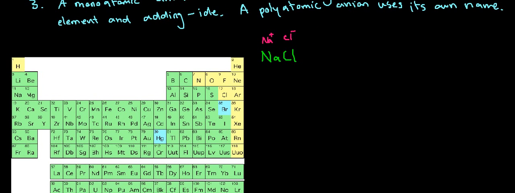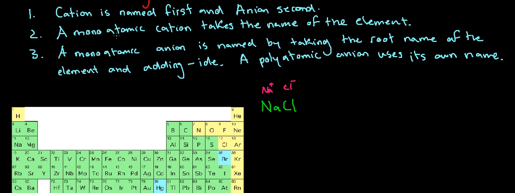Sodium here is the cation, and it's going to take the name of the element, which is sodium. The anion here is chlorine. Chlorine takes the root name of the element and adds -ide. The root name is chlor, and then -ide, chloride. Sodium chloride. Sometimes finding the correct root word takes a little bit of getting used to, but most of them are pretty intuitive, in my opinion.